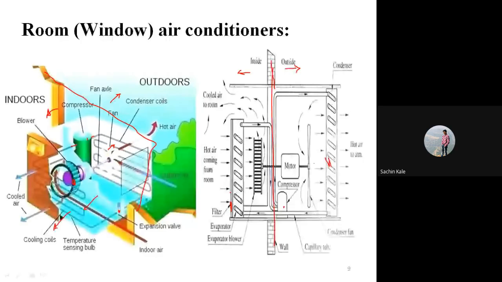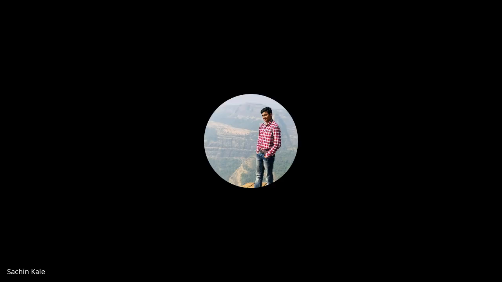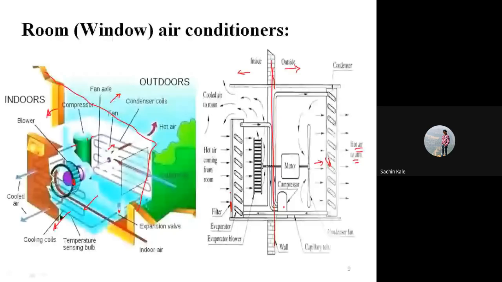So that fan is blowing the air over the condenser coil, and because of this, hot air will be exhausted to the atmosphere. And here the outlet of the condenser will be supplied to the expansion valve, somewhere here, and the outlet of the expansion valve will be again supplied to the evaporator. So this will be called a window air conditioning system.